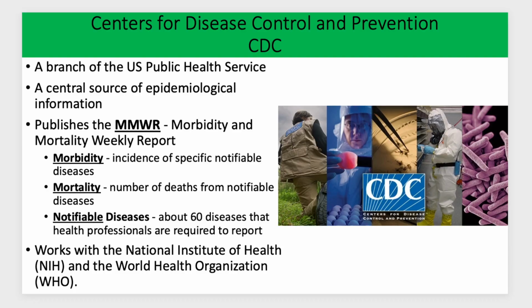So the CDC, which is the Centers for Disease Control and Prevention, that would be a branch of the U.S. Public Health Service that would look at these values surrounding a disease. And they publish something called the MMWR, which is the Morbidity and Mortality Weekly Report, where they look at morbidity and mortality. Morbidity would be the incidence of specific notifiable diseases, and then mortality would be the number of deaths from a notifiable disease. And then a notifiable disease is just a disease that health professionals have to report on when they find it. So some examples of notifiable diseases would be things like measles, hepatitis, HIV, AIDS, salmonellosis, and tuberculosis.